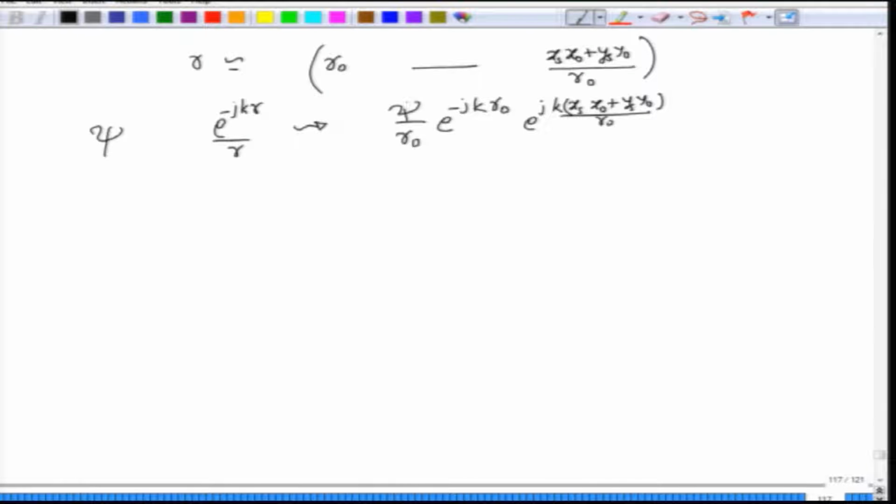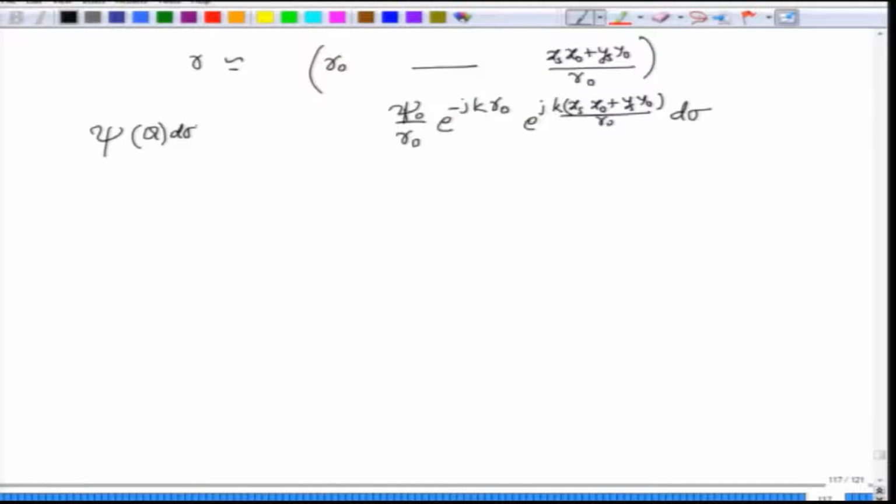If you multiply this entire thing by psi 0, this expression would be the field that is incident from the point P and now incident at point Q. And when you multiply this by d sigma, this corresponds to the contribution of the wave at the aperture point Q with a cross section d sigma onto the observation plane P or P prime. So, psi of Q times d sigma is my contribution onto the field point P prime.